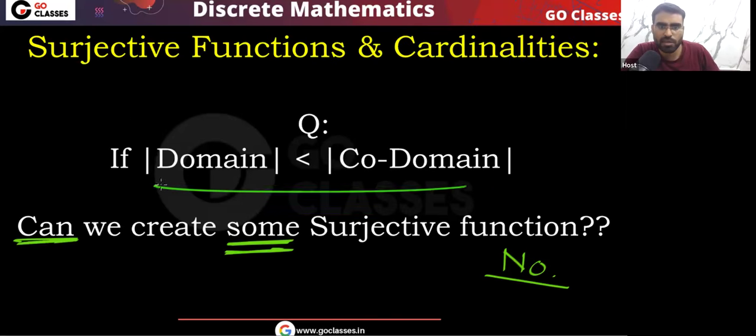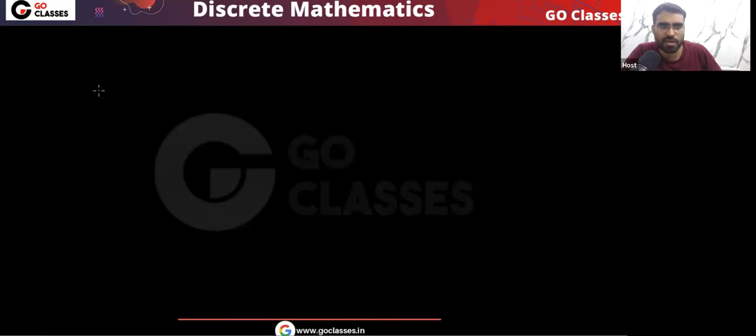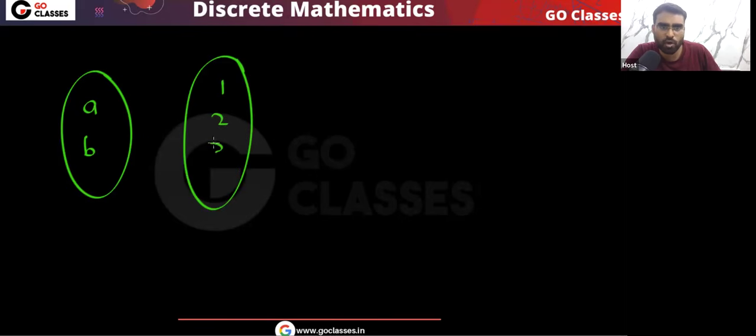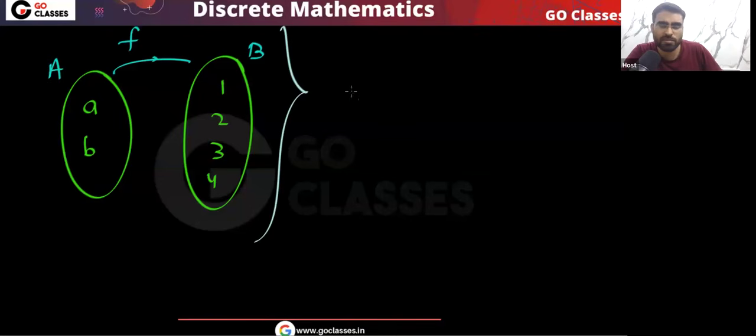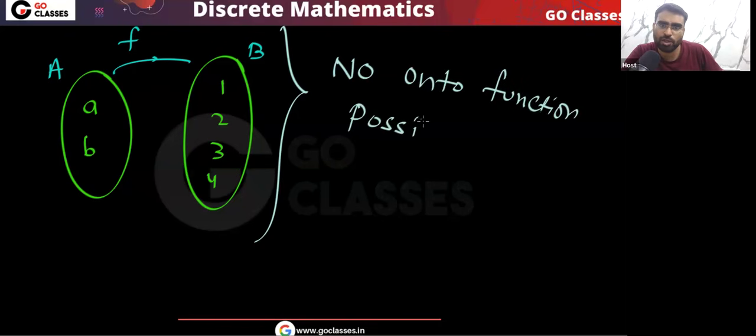See, take this. Domain cardinality is less than codomain cardinality. Okay, let me take this as the domain and this as the codomain. Now, tell me, from set A to set B, can you create some surjective function? Can you give me some surjective function? No, there is no onto function possible, right? Do you agree with me? Okay, why? What is the reason?